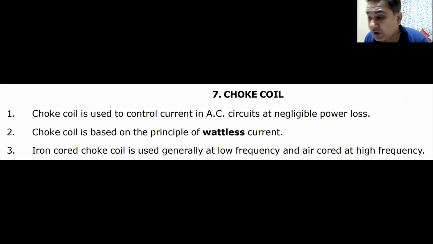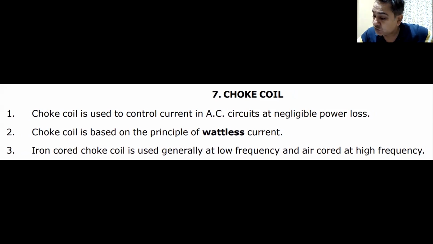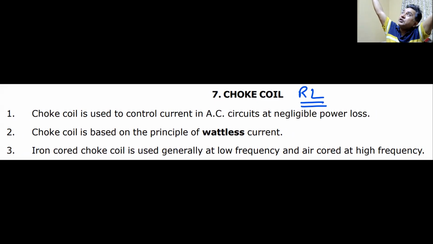Now, the last point of this chapter is the choke coil. You will get questions on choke coil. Remember, a choke coil is a combination of L and R. You must have seen on those old tube lights, you had this big choke, big box. That is a choke coil. It's a combination of L and R.